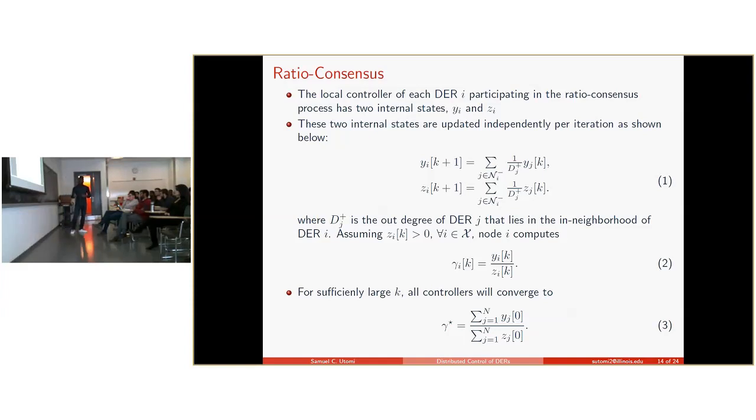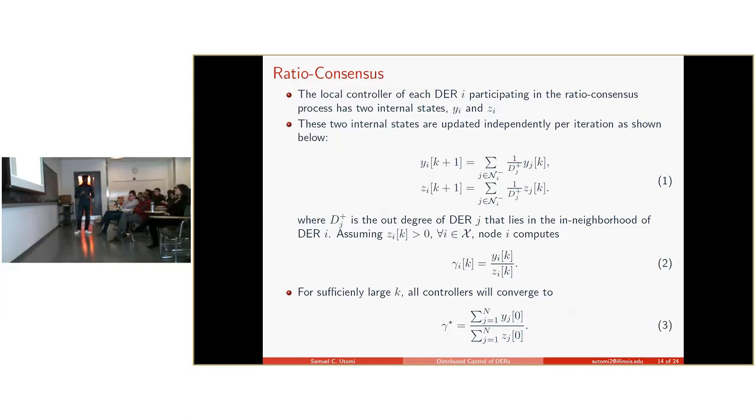For example, if you had one node and two neighbors, the out degree would be 3, because you would be talking to two neighbors and itself as well. And then you have the global variable that's calculated here, which is y divided by z. The way the ratio consensus works is that after a sufficiently large k, all 4 nodes, or however many nodes you have in the network, all converge to the same value. Does anyone have any questions about the ratio consensus itself before I move on to the next part?